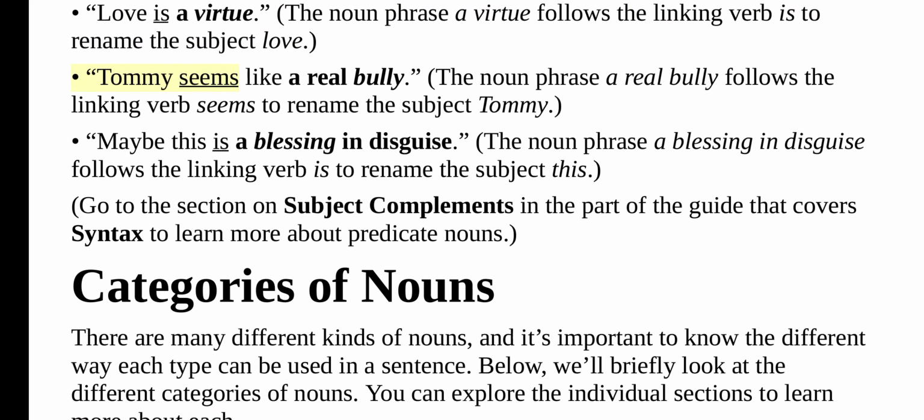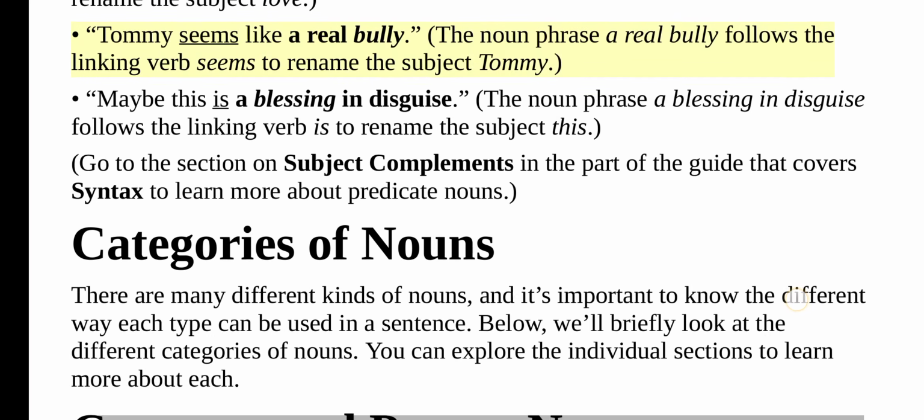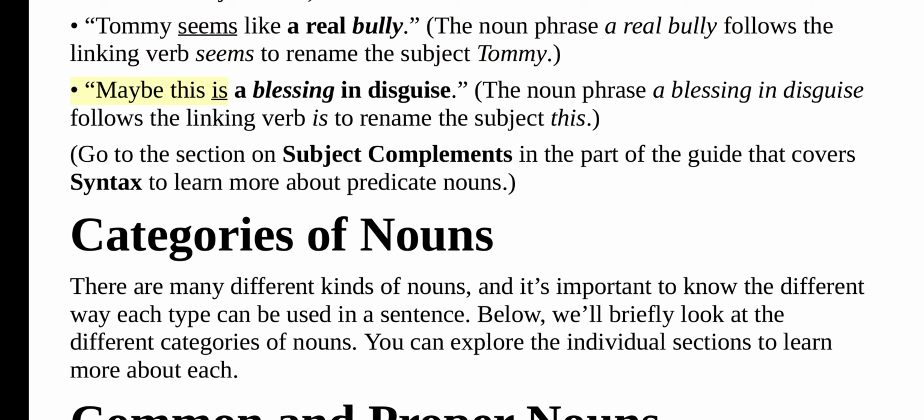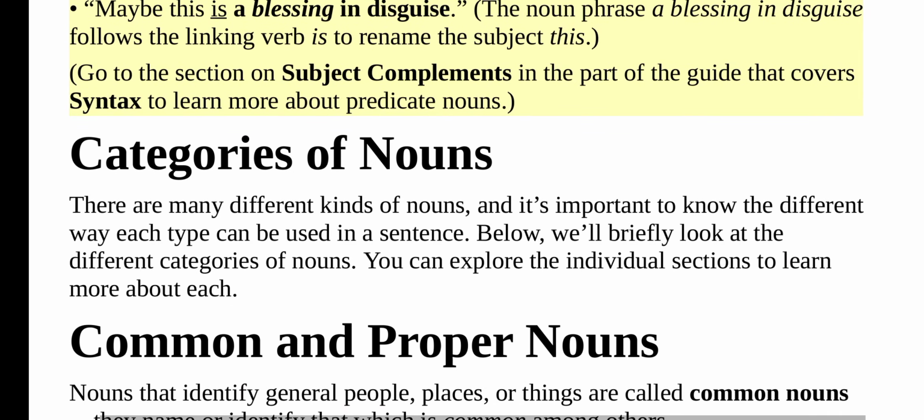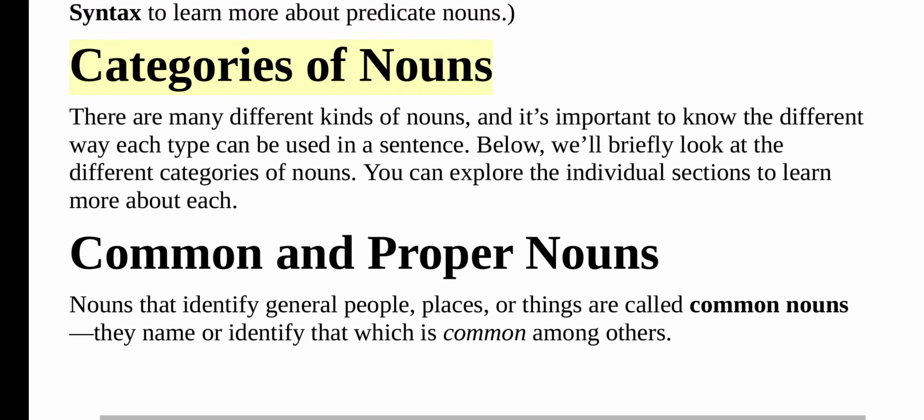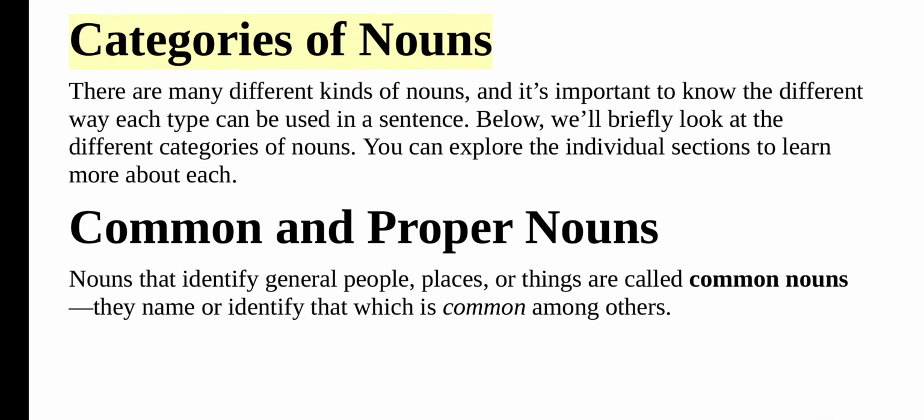Tommy seems like a real bully. The noun phrase a real bully follows the linking verb seems to rename the subject Tommy. Maybe this is a blessing in disguise. The noun phrase a blessing in disguise follows the linking verb is to rename the subject this. Go to the section on subject complements in the part of the guide that covers syntax to learn more about predicate nouns.